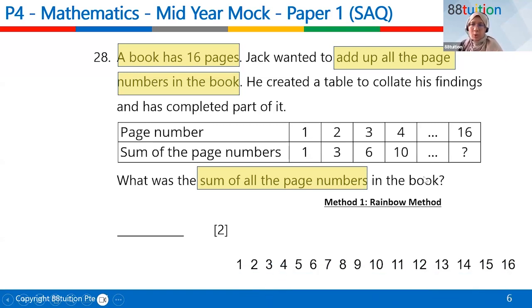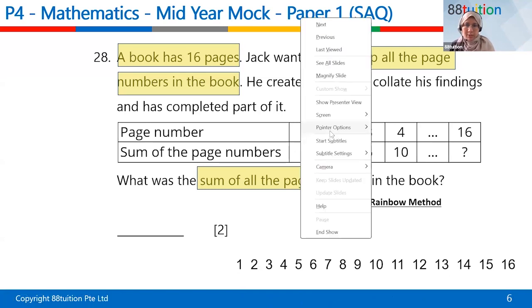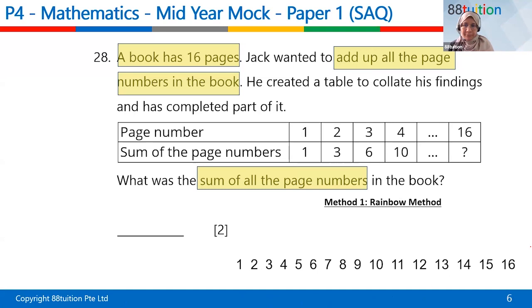So you have pages 1 all the way to page 16. You need to find out the sum of the page numbers, which means 1 plus 2 plus 3 plus 4 plus 5 plus 6. You can't be doing this, it'll be a waste of time. It's a 2-mark question. You should do this very quickly. So the rainbow method is this. Basically, you will take 16 and 1.